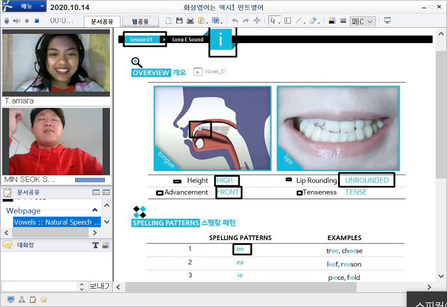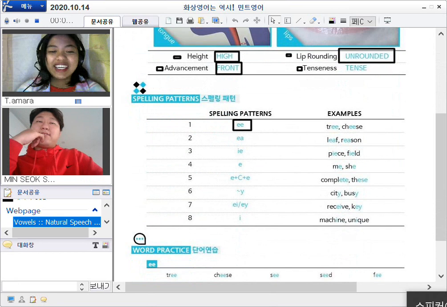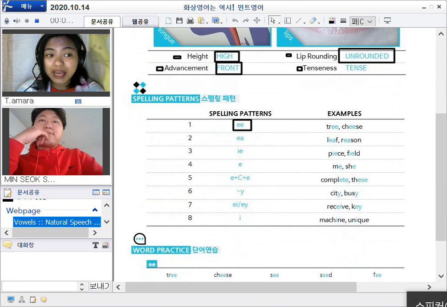Good job. Okay, so anyway, that's it for the first spelling pattern: words that have a double E. We're going to pronounce them with the E sound.